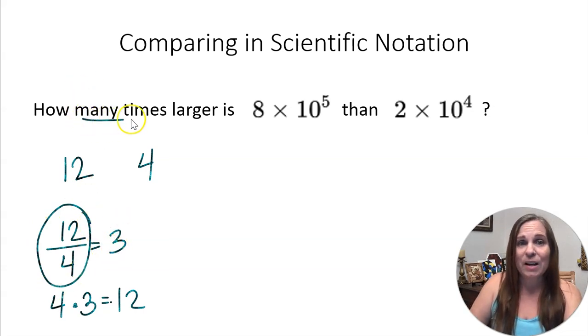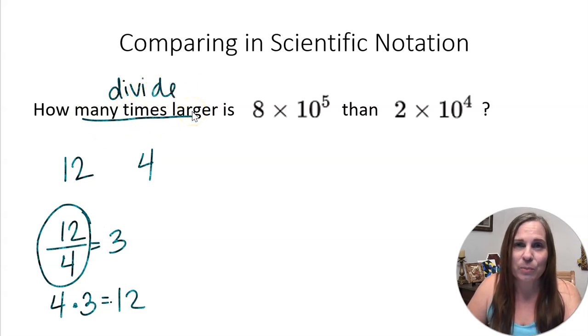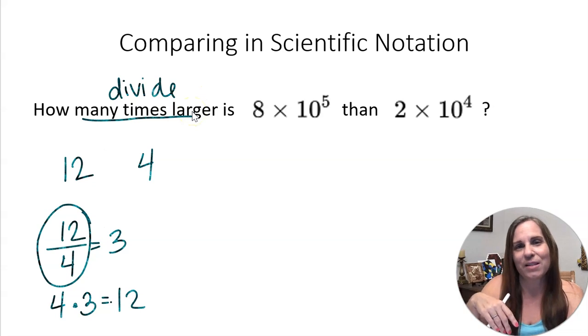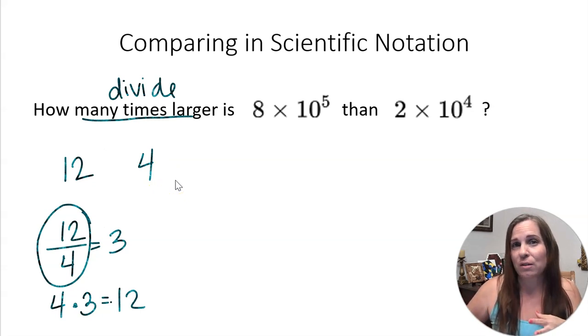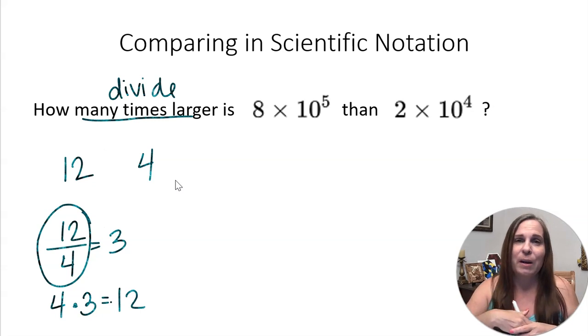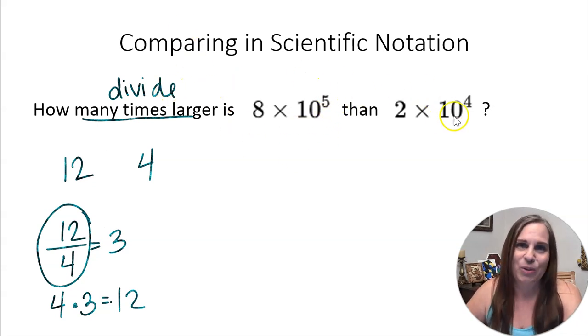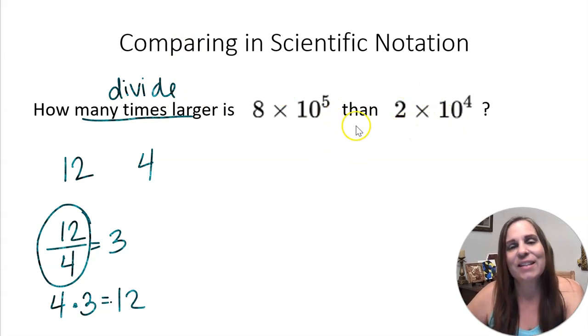So how many times larger? And it may just say how much larger, but then in the answer choices it might say this many times, this many times, this many times. So don't be confused, because a lot of times how much larger means subtraction. But if you're talking about in terms of how many times, then that means that you have to do division. So how in the world are we going to do that? How are we going to divide these?